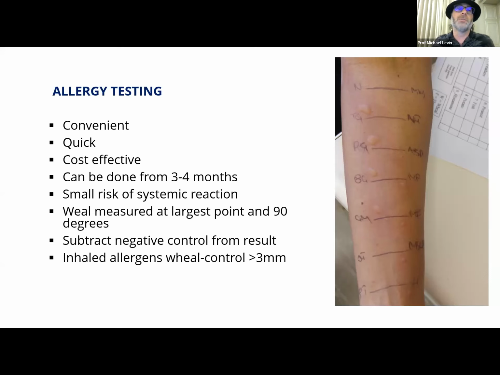So in order to measure your allergy skin prick testing, you need to measure it at the largest point and at a 90-degree diameter from that. Add those two together, divide them by 2, and then get your mean wheal diameter. And if you're doing skin prick tests, you also need to subtract your negative control from that to get an accurate result in case the person has a very sensitive skin.